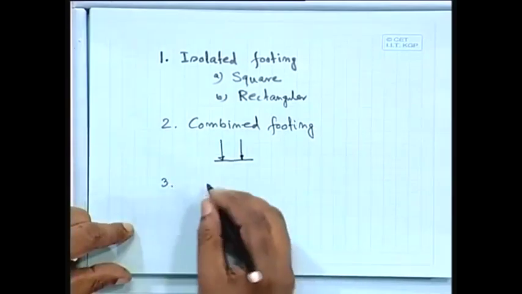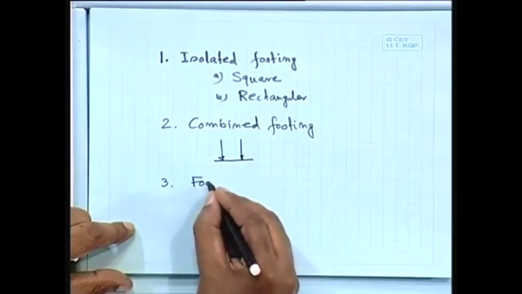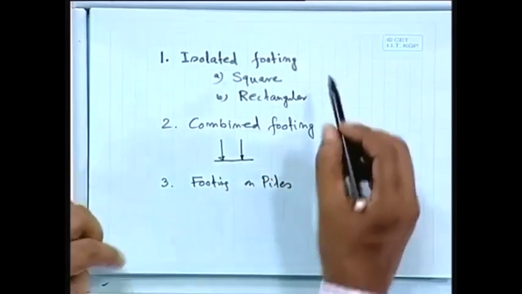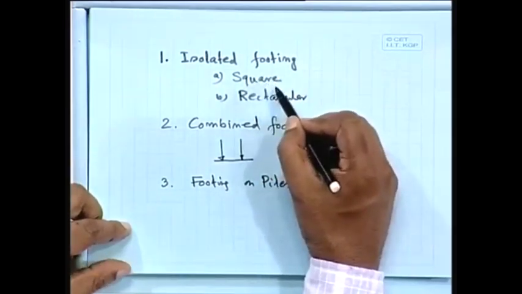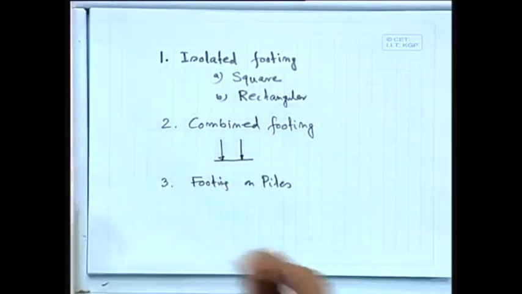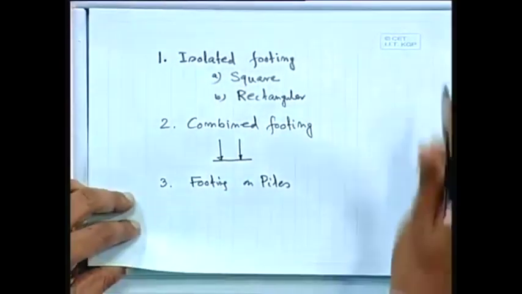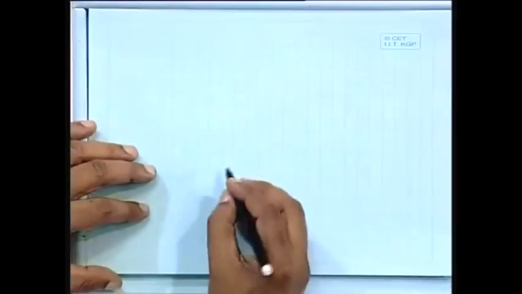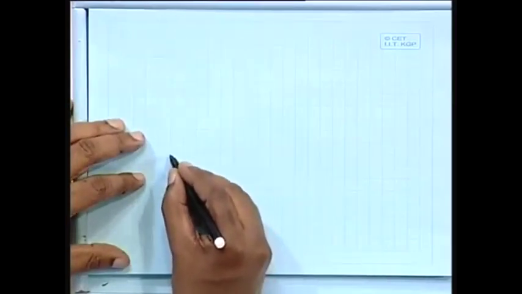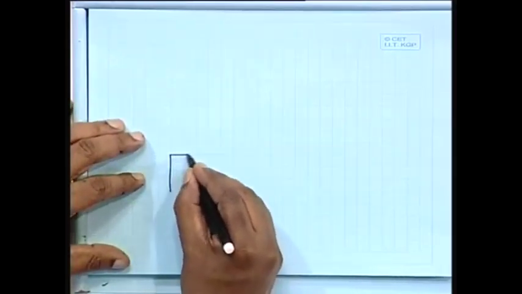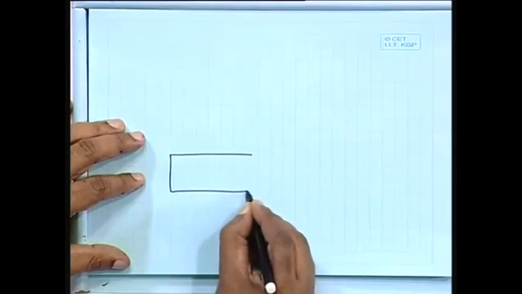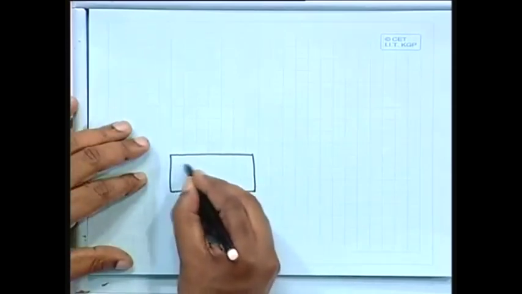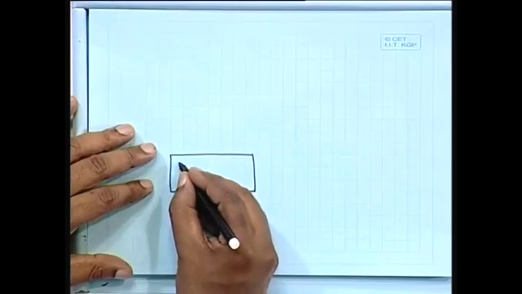The other one, say, is footing on piles. We shall mainly find out today at least a square footing, but before that let me show you how it comes, the piles. The pile footings, it comes generally, say, this is the pile, I mean to say where we provide the piles.